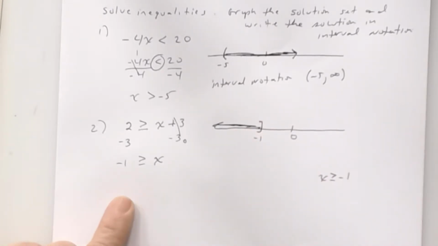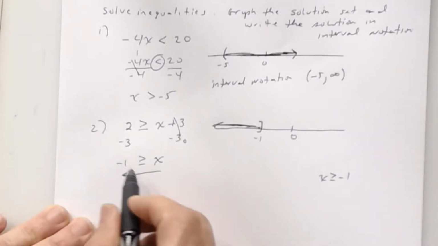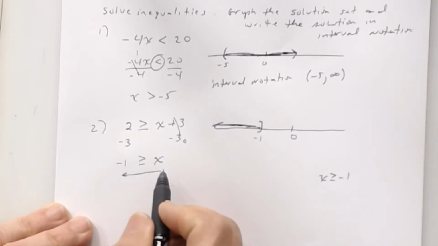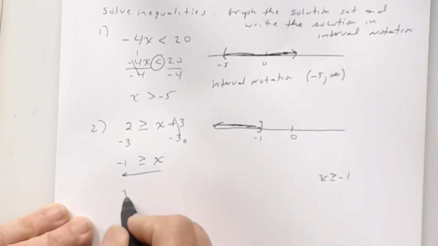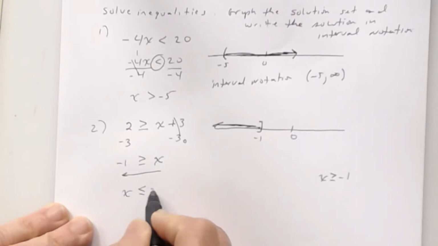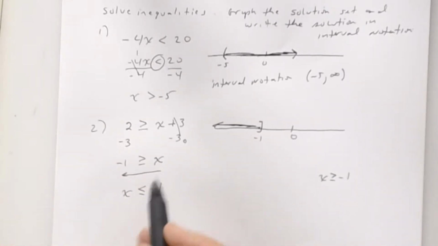Now it is a little confusing for some of you. So what I would do then is, if when you solve a linear equation and you have the variable on the right-hand side, write it going backwards. Rewrite it. So negative 1 is greater than or equal to x means the same thing as x is less than or equal to negative 1. So just rewriting it backwards.